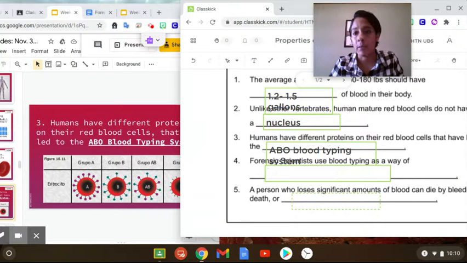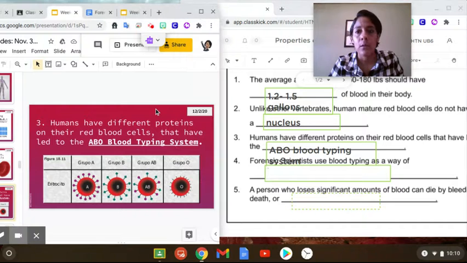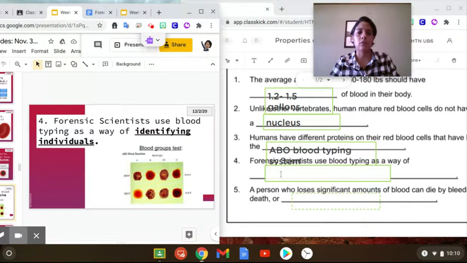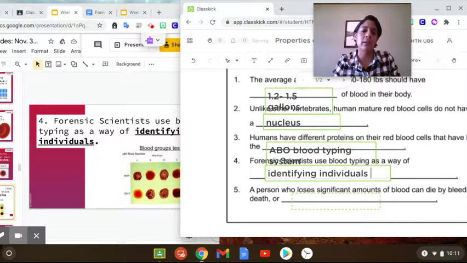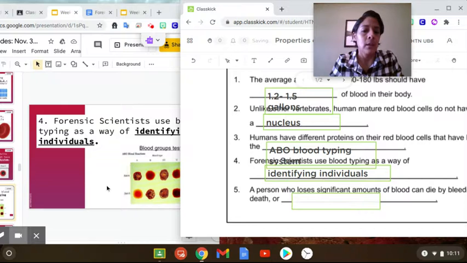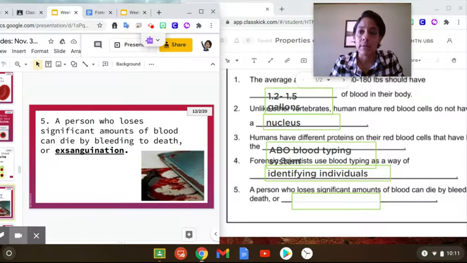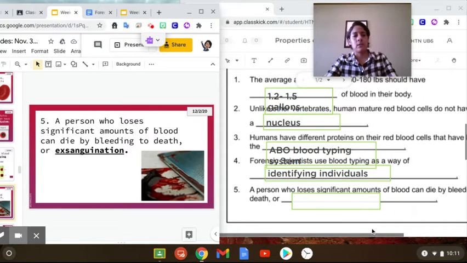And depending on your blood type, we can use that to identify individuals at a crime scene. So that's why we're going to be talking about blood and blood types in the future in this class. Because we can use a person's blood type, or we can look at the blood type of blood left at the crime scene to determine what blood type it was and see if that matches any of our suspects.